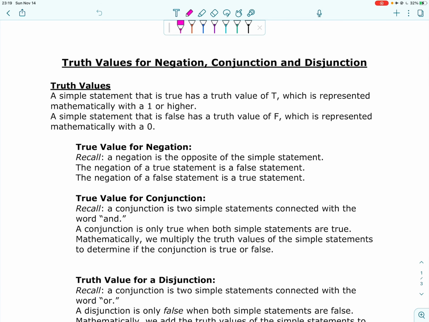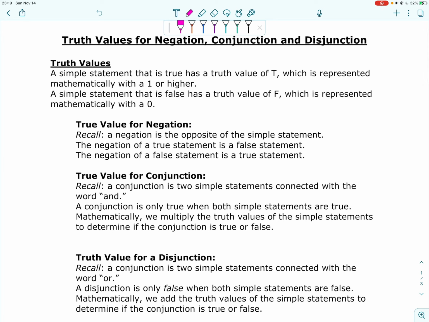When looking at negations, remember a negation is the opposite of the simple statement. So the negation of a true statement is a false statement. The negation of a false statement is a true statement. So the truth value flips when it's negated.